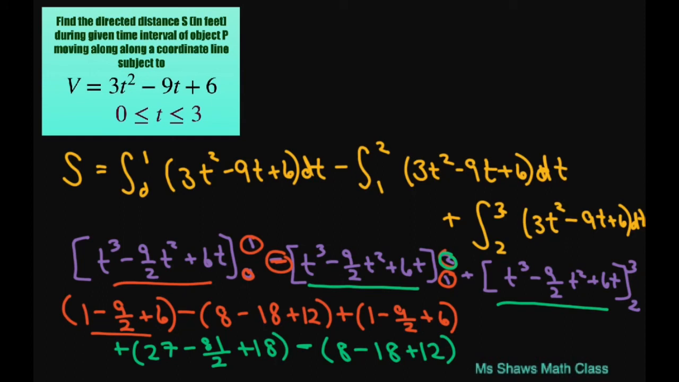Now you can put all this in your calculator or do it mentally, and this will give you 11 divided by 2. And that is your directed distance.